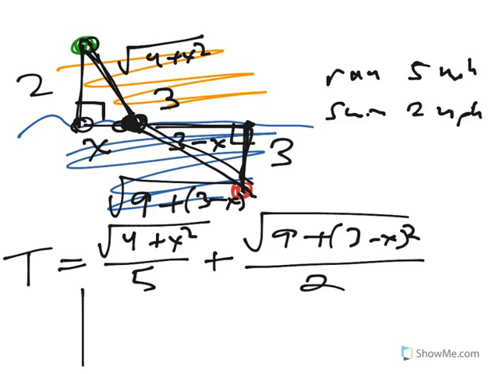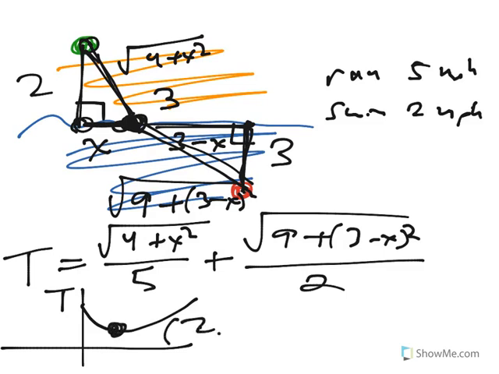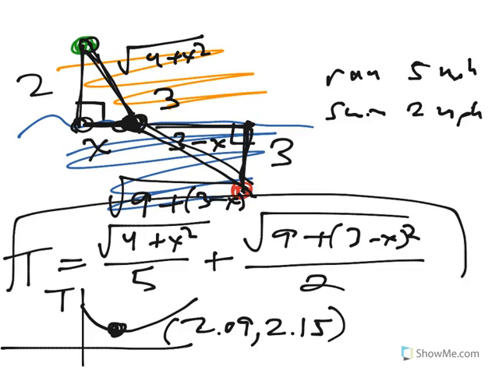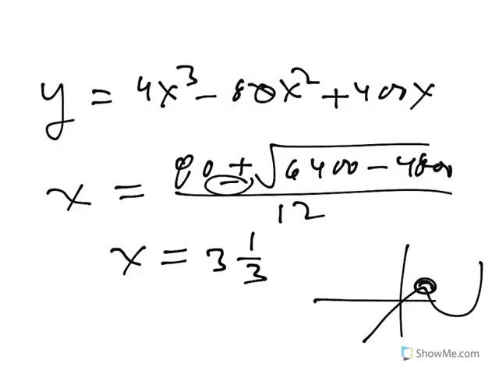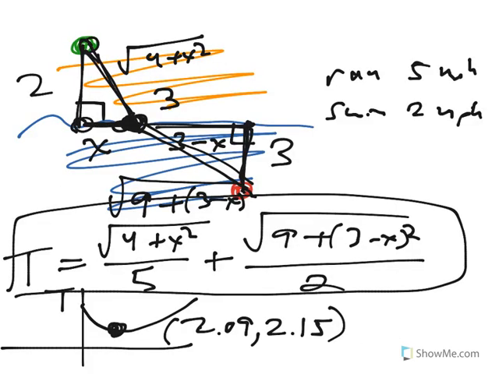We pop that into the calculator and graph this thing where t is kind of like my y value and x is this distance here, and it ends up becoming a thing like this, and then we just use the calculator minimum function to find that at 2.09 it takes 2.15 hours. So this is the setup, and we do not have a fancy way to calculate that the way we did for cubics or for quadratics. We just pop it into the calculator.